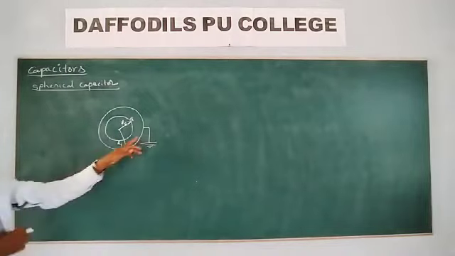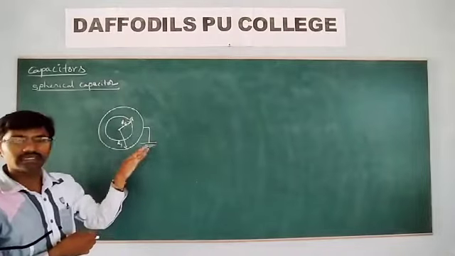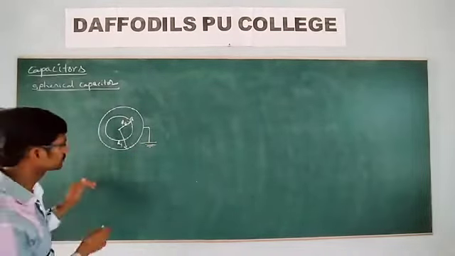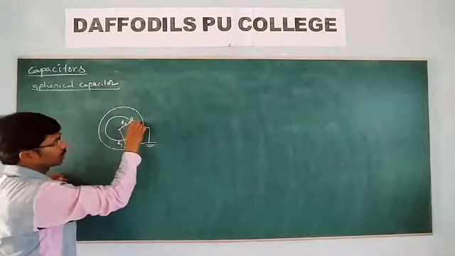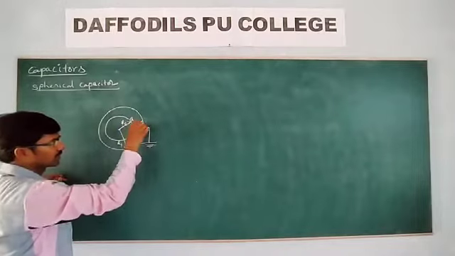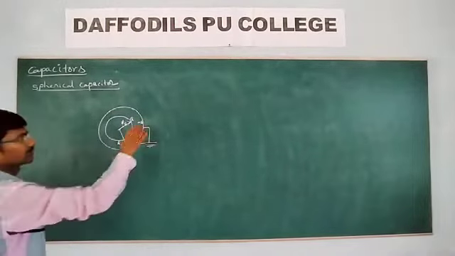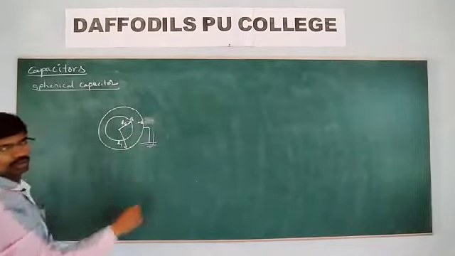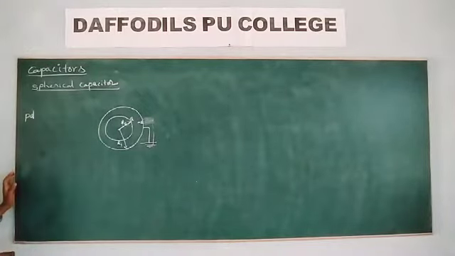When the outer sphere is earthed, what will be its potential? Infinity, so potential is 0, which is earthed. Now the inner charge is plus q, so what is the charge on the inner side of the outer shell? Minus q. Whereas on the outside it becomes neutral. Then what will be the potential difference across the plates of this spherical capacitor?